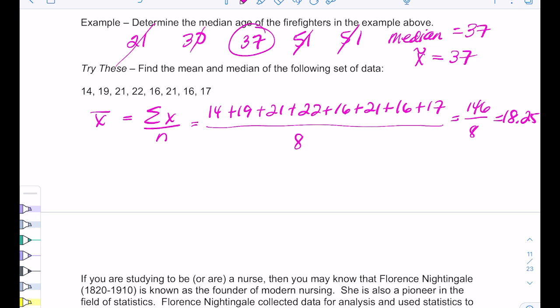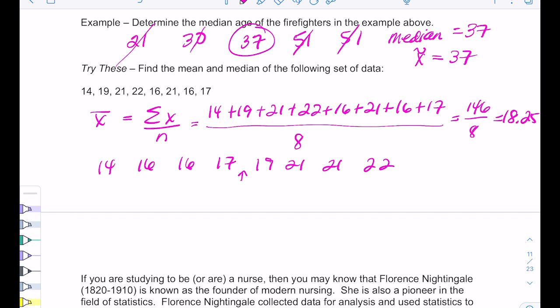And the reason it's called a measure of center is because it's about the center of the data. 18.25 would be approximately in the center if you were to line all of those numbers up, as you'll see, because I'm going to do that now to find the median. So I'm going to put them in order. And you can see 18.25 is right about there in the center. So that's why it's a measure of center, or we call it central tendency.